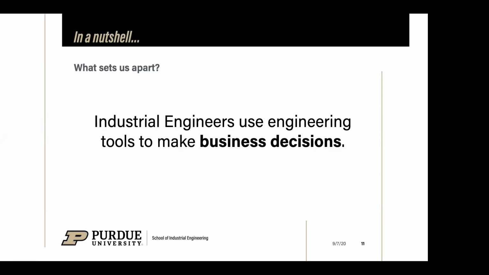And often that boils down to the one that makes the most money, or the one that saves the most money, depending on the nature of the design problem that we have. And so industrial engineers are going to use these complex math and science tools, but we're going to end up using them to make business decisions.